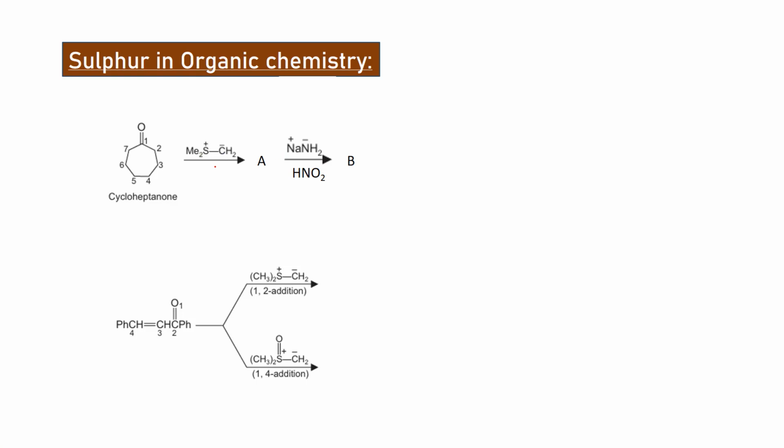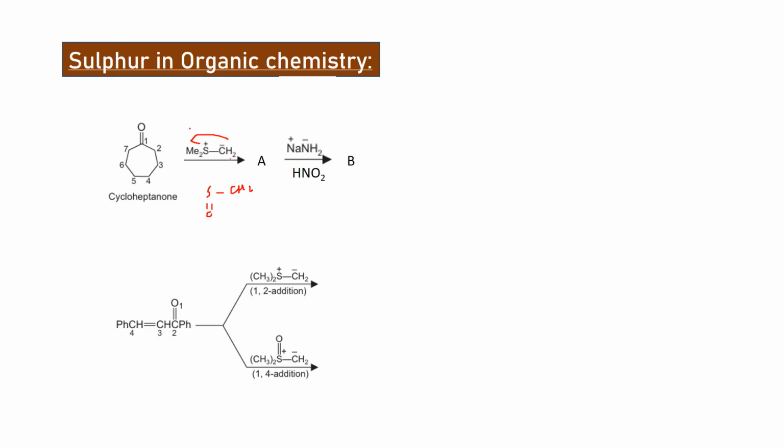In the last class I discussed this sulfur ylide. Whenever there is an adjacent positive and negative charge, it is called an ylide. So if a positive charge is on sulfur and there is a negative charge just adjacent to that, that is called a sulfur ylide. Whenever the sulfur is oxidized in its oxidation state, it is called a sulfoxonium ylide. This is called sulfonium and this is sulfoxonium.